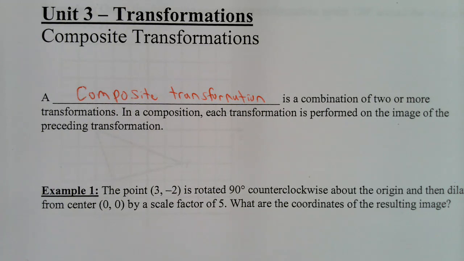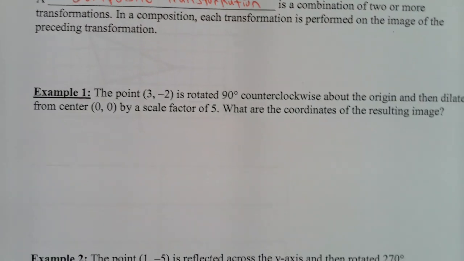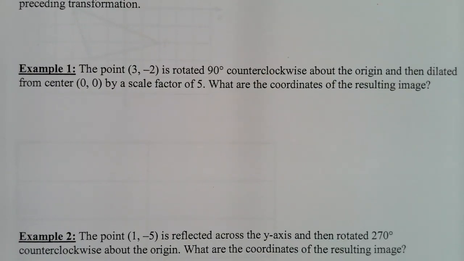So example 1, we're going to start with some easy ones with just some points, just to get you in the swing of things. The point (3, -2) is rotated 90 degrees counterclockwise about the origin, and then it's dilated from center (0, 0) by a scale factor of 5. What are the coordinates of the resulting image?